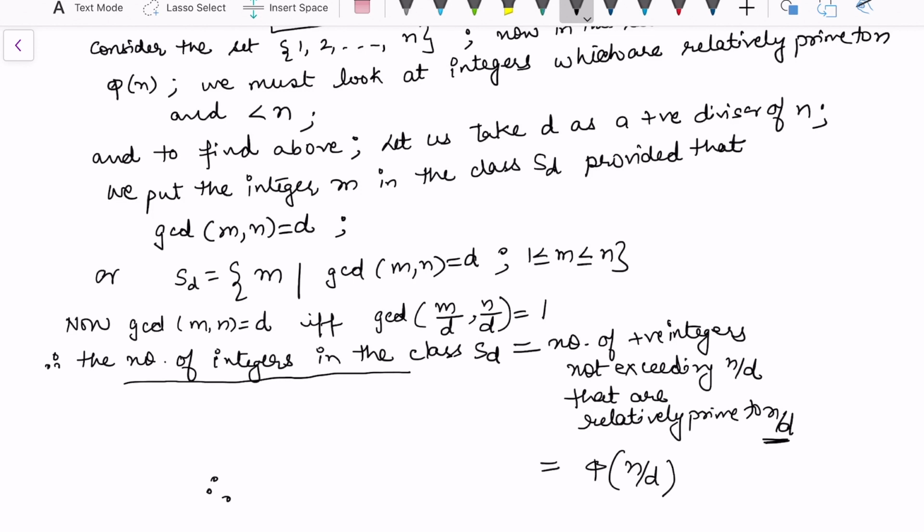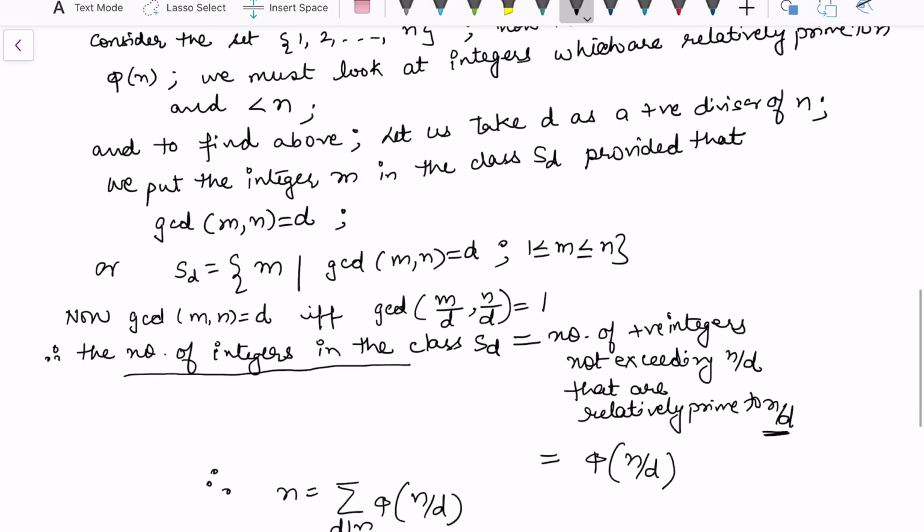So what we get is n is the sum over d dividing n of phi of n/d, and d runs over all positive divisors. This quantity is the same as phi of d', or you may call this d, because this is the same as a divisor only. If you get confused, you may put d' here, and then we consider it as the sum over d dividing n of phi of d.